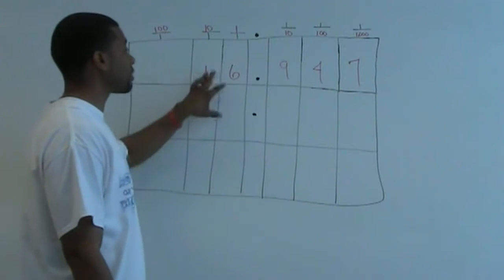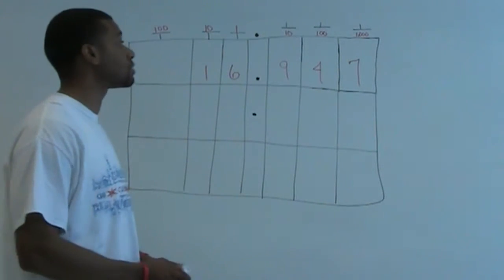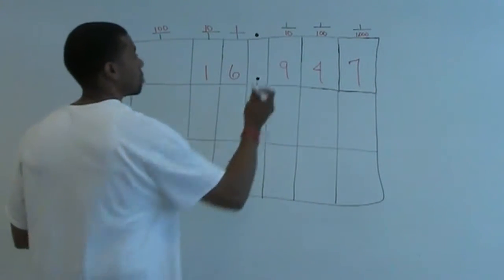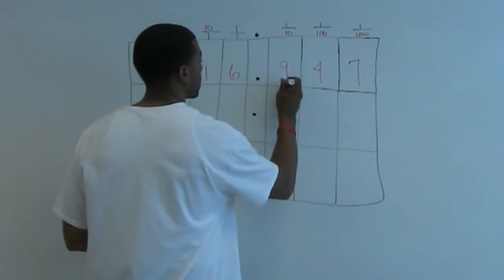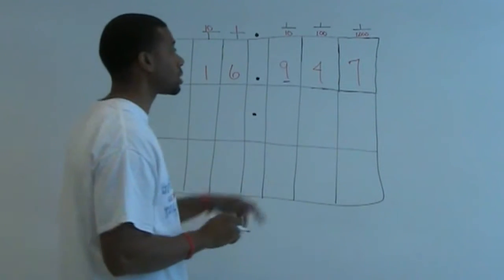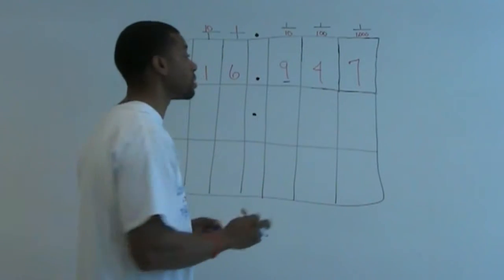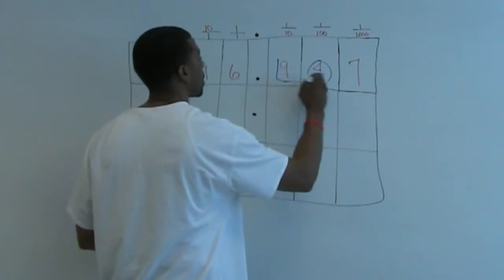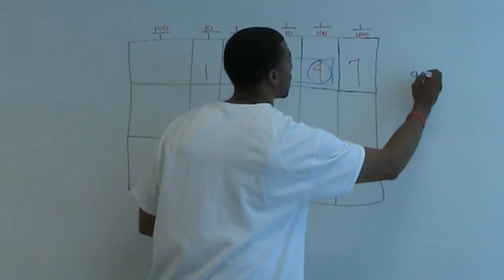Okay, we still have the same number, 16 and 947 thousandths, but this time we want to round it to the nearest tenth. The number we have in our tenths place would be 9. When we're rounding, we look to the right. The digit to the right will be 4. I'm going to circle that digit, put it in a box. The 2 numbers are now in the box, and I have 94.